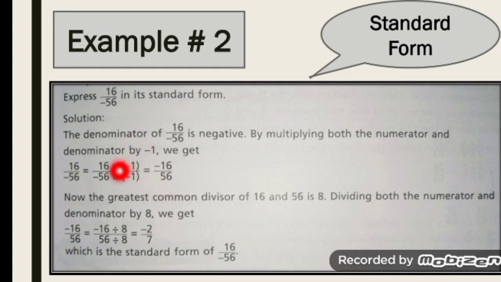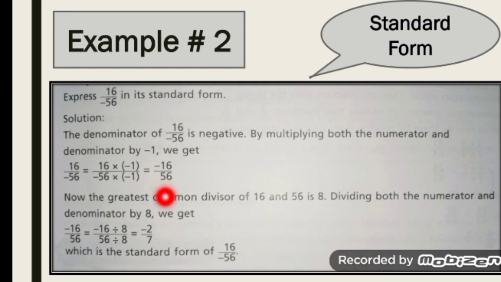We can skip this step and do this step directly. After this step, we can directly take the minus sign to the numerator also. Now we will see whether this fraction is in lowest form or not. This fraction is not in lowest form.